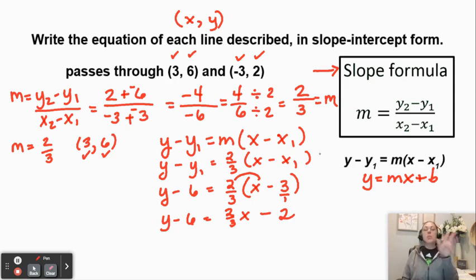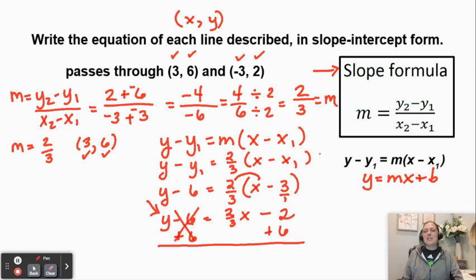All right, so we've distributed. Now our next step is to get the y all by itself. So look at your side with the y. It's being subtracted by 6. So we're going to do the opposite, which is to add 6. Be sure to line it up underneath the like term, which is the number that doesn't have a variable. All right, that minus 6 plus 6 goes away. I get y equals 2/3 x. And then minus 2 plus 6 is plus 4. Voila. That's my answer.